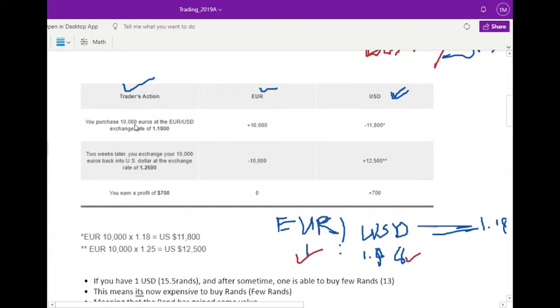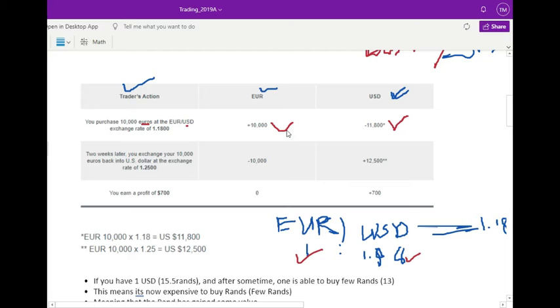So we are saying you purchase 10,000 euros at this rate, right? The question is, what are you purchasing with? What are you losing? What are you putting in? When you are purchasing something, you are using something. We have two things. When you are purchasing euros, you are using USD. So that's why there is a minus here. Someone is losing: in the market, you are losing 11,800 to buy this.